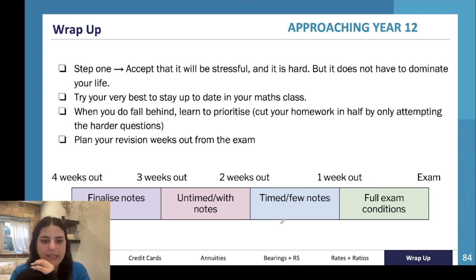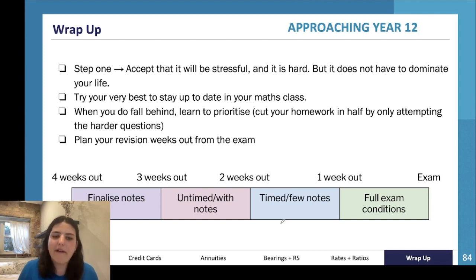One of the most important things is trying your very best to stay up to date in your maths class. And if you don't, learn to prioritize. So what I would do is if I was falling behind because I was doing something else or I was out of school that day, I would try and cut my homework in half, or I would try and skip the first third by only attempting the harder questions that are usually at the back of the exercise. You can usually tell the first ones are more like practicing conversions or doing easy tax questions, but the back ones are going to be way harder. Try and prioritize by cutting out those first few questions.